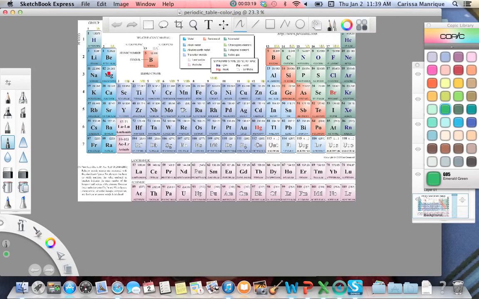Group 2A, right here, has 2 valence electrons. 3A has 3. 4A has 4. 5A has 5. 6A right here has 6. And 7A has 7. And 8A has 8. I'm just looking at the group number, the numerical number up there.